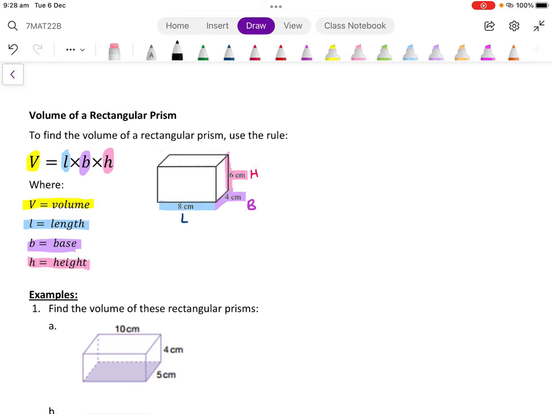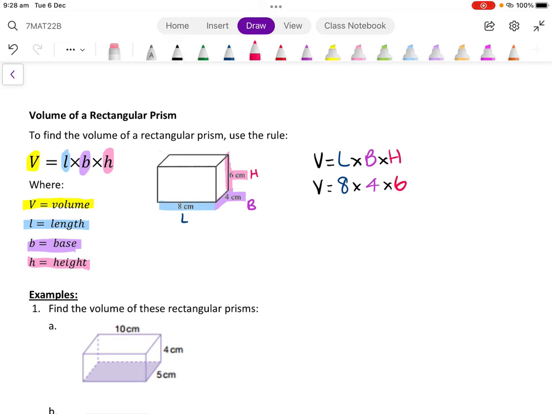So we have our formula V equals our L times our B times our H. So if we substitute in our numbers for our length, base and height, we'll have V equals 8 times 4 times our height of 6.